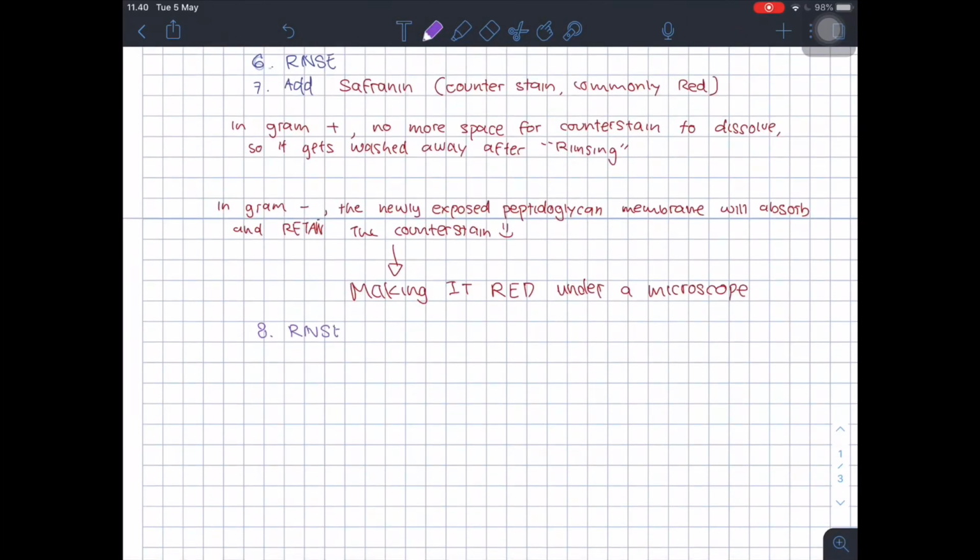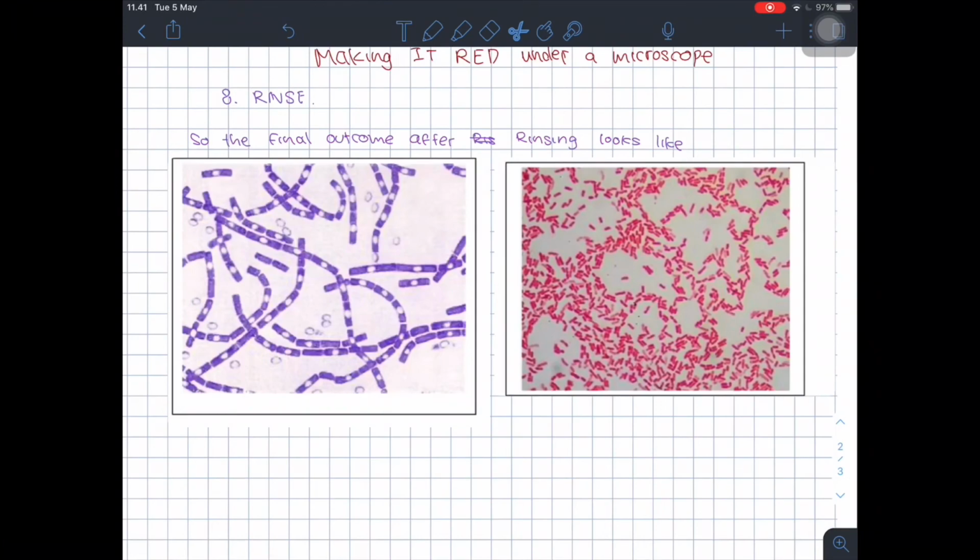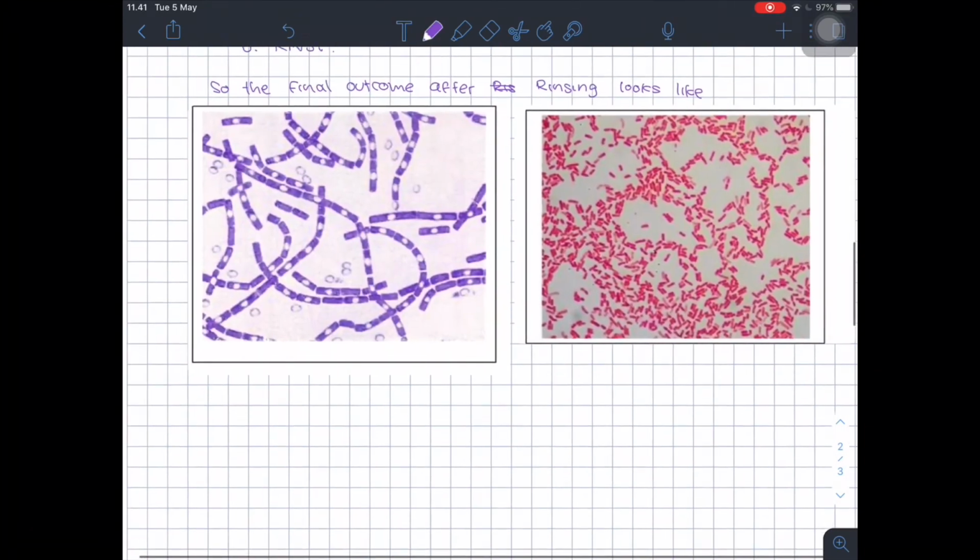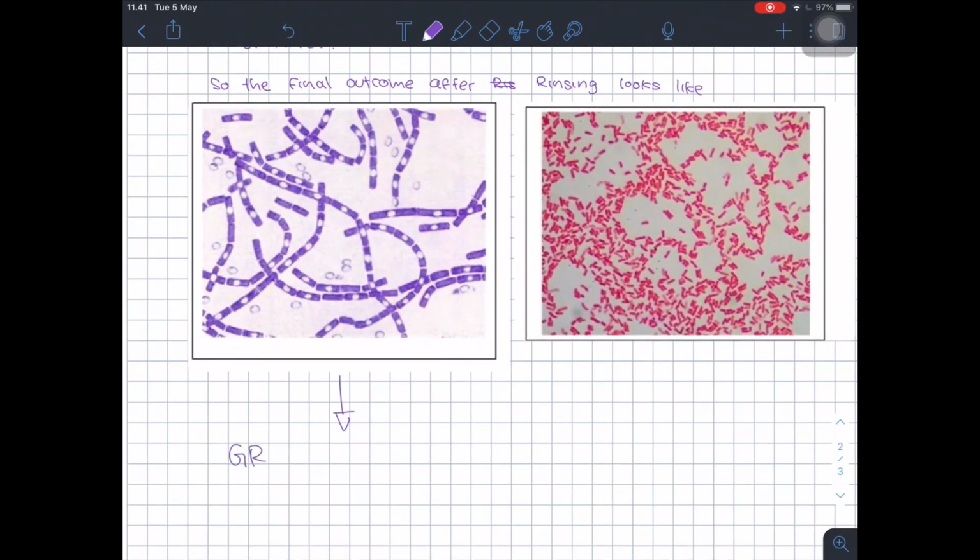So to summarize, after rinsing in the final stage, the final outcome will involve gram-positive bacteria being purple under the microscope due to crystal violet stain, and gram-negative bacteria being red under the microscope due to safranin, the counterstain. The gram-negative bacteria will not look purple because the crystal violet stain, along with the lipopolysaccharide layer, was dissolved and washed away by ethanol.